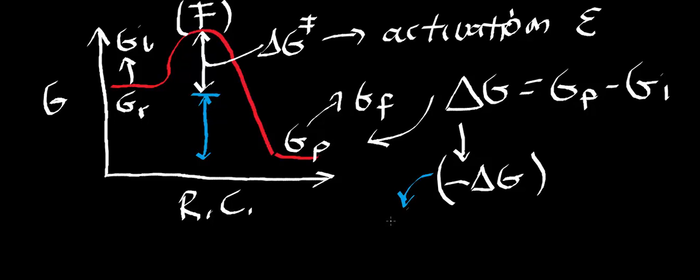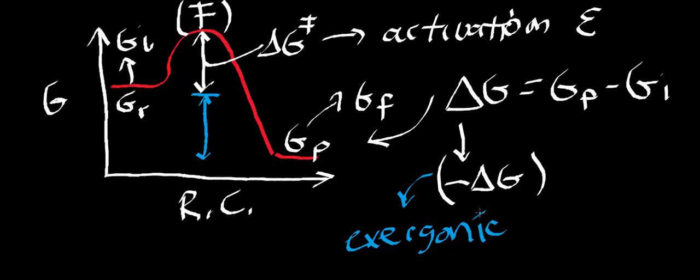Another name that we can give reactions with a negative delta G is exergonic. This is not to be confused with exothermic. Exothermic means something has a negative delta H, a negative change in enthalpy. When you say something is exergonic, it has a negative delta G.